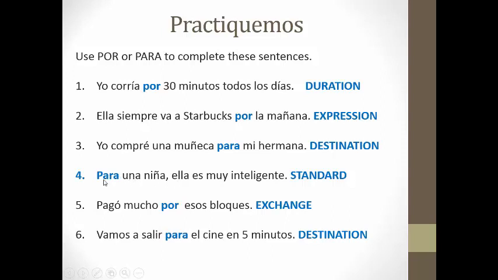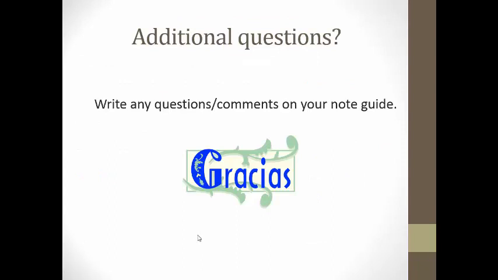4, for a little girl, she is very intelligent. I'm comparing her to the norm. Okay, so that's para, talking about the standard. 5, she paid a lot for those blocks. That's exchange. If you paid a certain amount for something, that's always por. And lastly, number 6, we're going to leave for the movie theater in 5 minutes. That's our destination. That's where we're going. Para. Okay, if you have any additional questions or comments, please write them on the last section of your notebook.